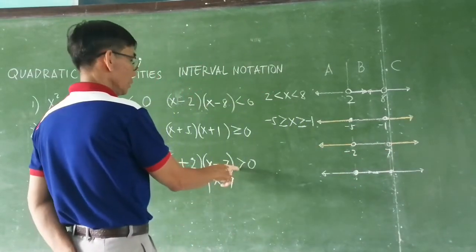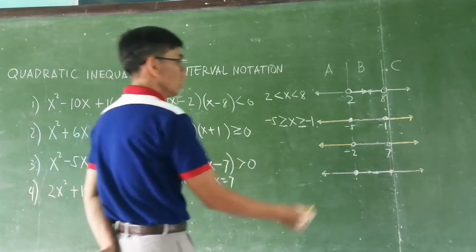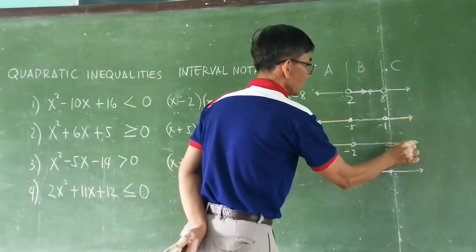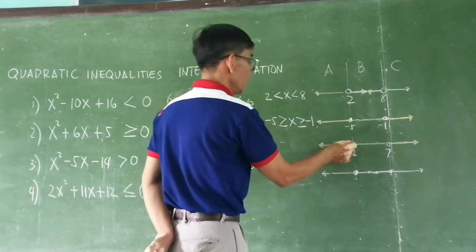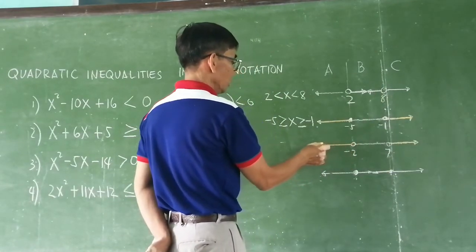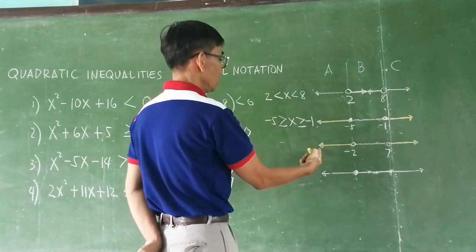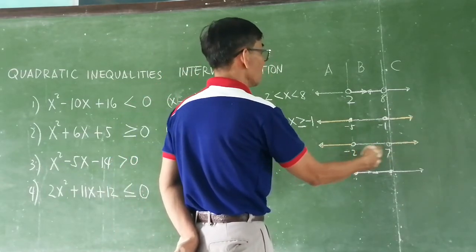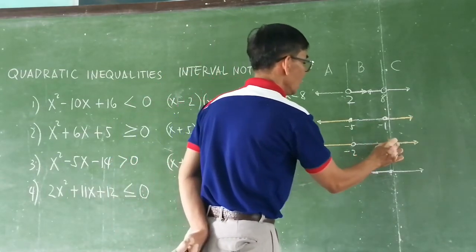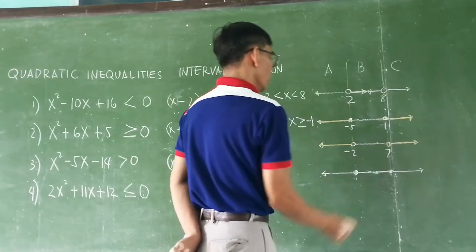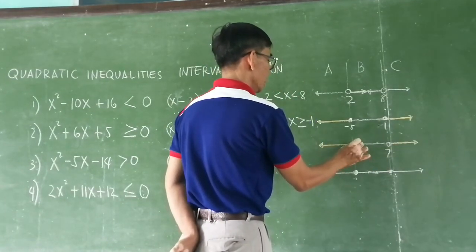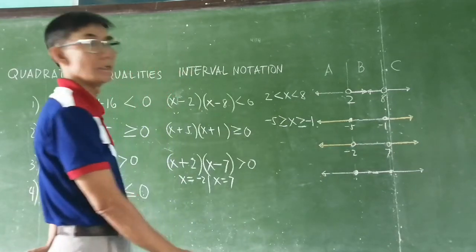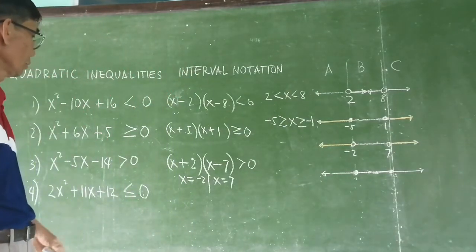It is greater than again, so this is the solution in region C and in region A. Take note of the direction of the arrow. You can extend that, just not in region B. And it is hollow here. It's not solid. So do not include negative 2 and 7 as the solution.